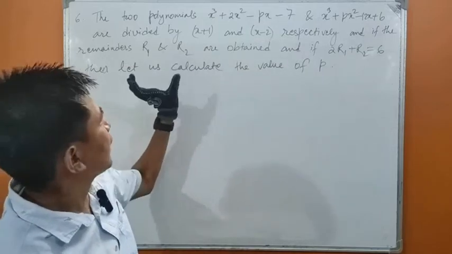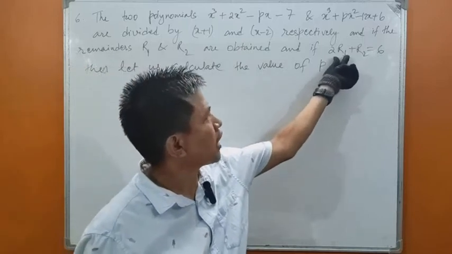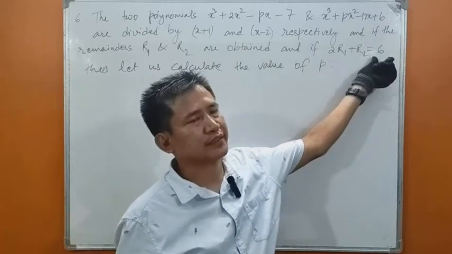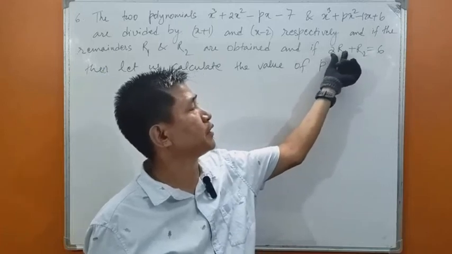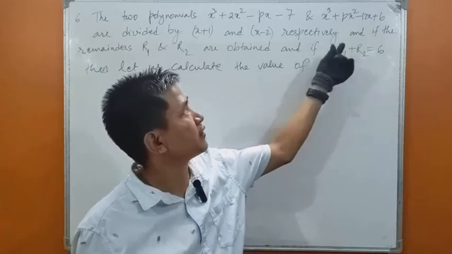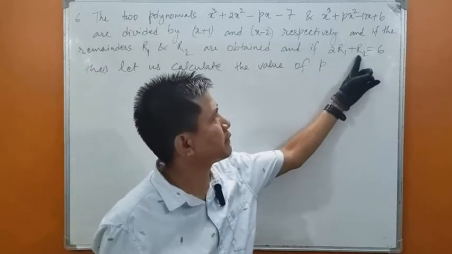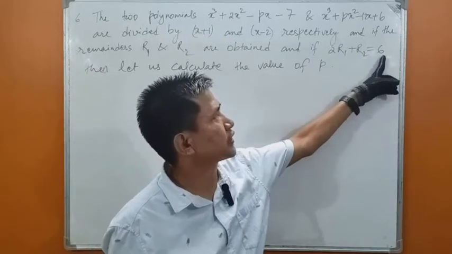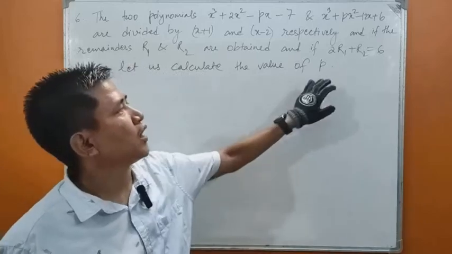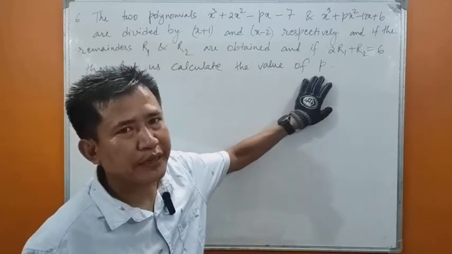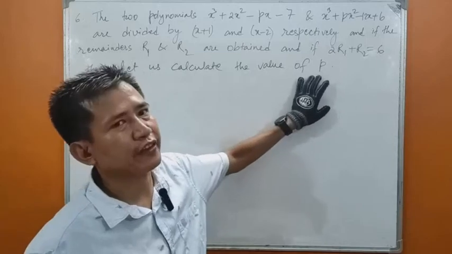Got my point? And the condition is 2r1 plus r2 equals 6. When we add the remainders in this way, 2 times the remainder in the first case plus the remainder in the second case equals 6. This is the given equation. If this is the condition, then what is the value of p? We are asked to find the value of p.